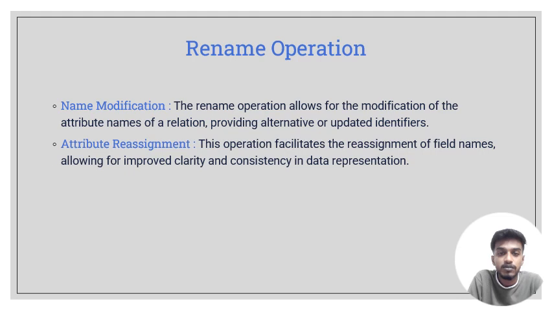Next, we will discuss the last operation, that is the rename operation. Name modification: the rename operation allows the modification of the attribute names of the relation, providing alternative or updated identifiers. Attribute reassignment: this operation facilitates the reassignment of field names, allowing for improved clarity and consistency of data representation.